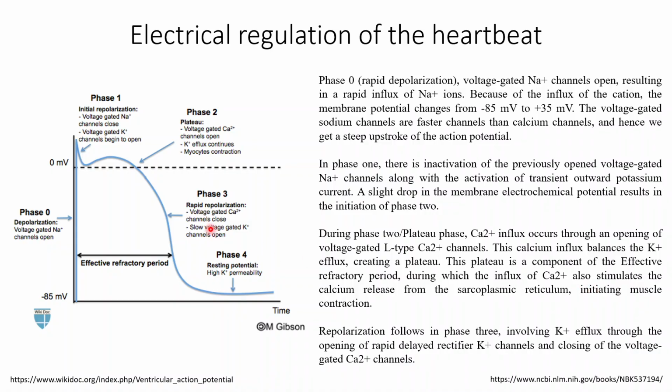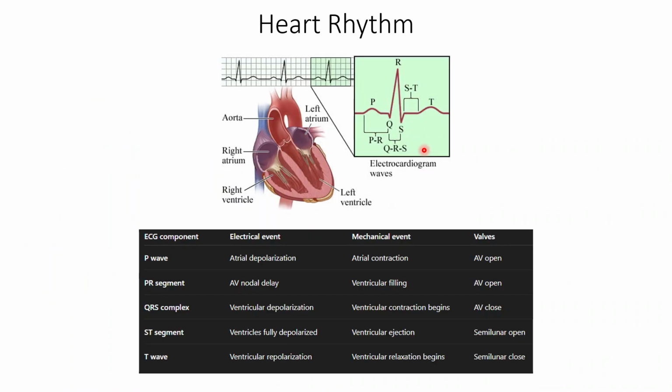And then the last phases, which are the repolarization until you go back to baseline. This is basically where K plus efflux through these rectifier K plus channels continues, and voltage gated calcium channels close. So there's this slow leakage of potassium that's going on, which is why you continue to repolarize very rapidly. And then finally, you reach resting membrane potential. And then the whole cycle continues all over again.